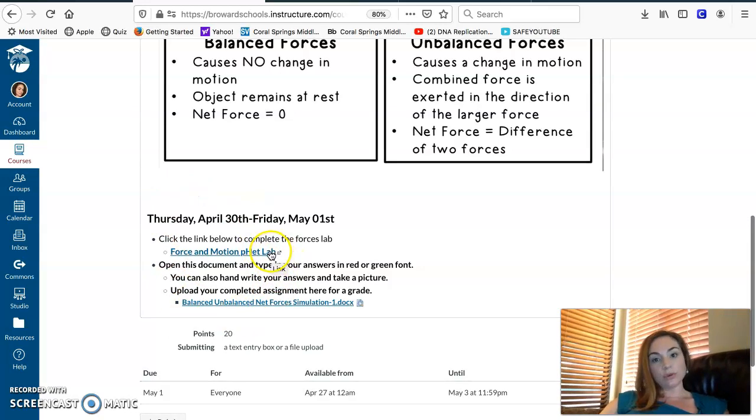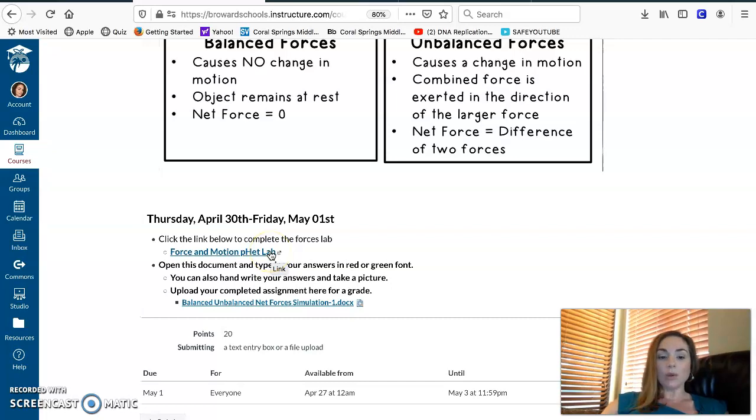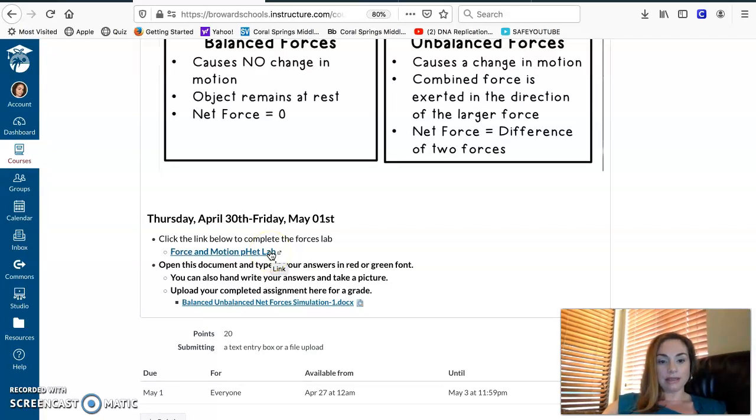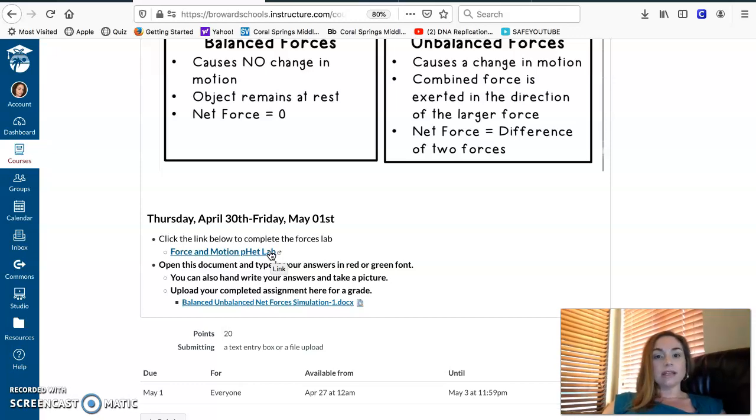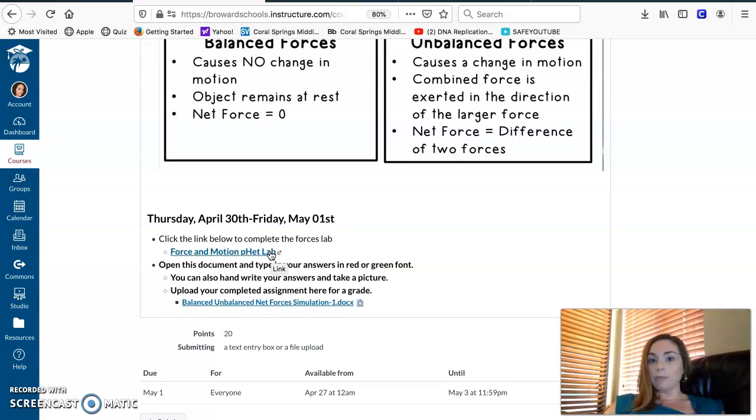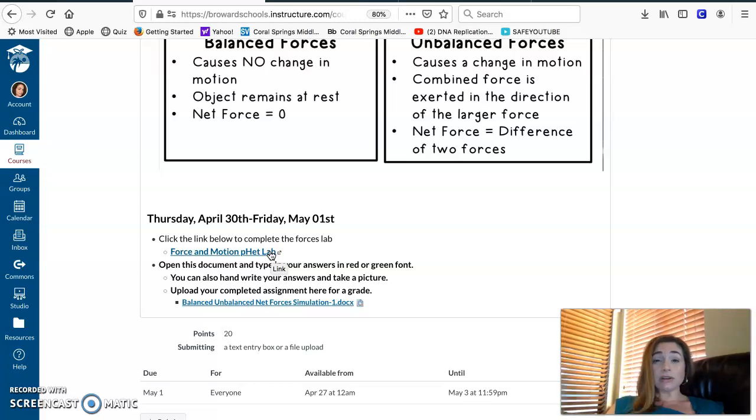have a virtual lab that you're going to complete. So I want to walk you through how to complete this and what it all means. This week, the focus is the difference between balanced and unbalanced forces. With balanced forces, when the forces are the same on both sides, there's going to be no change in movement, the object will stay at rest, and the net force is going to be 0.